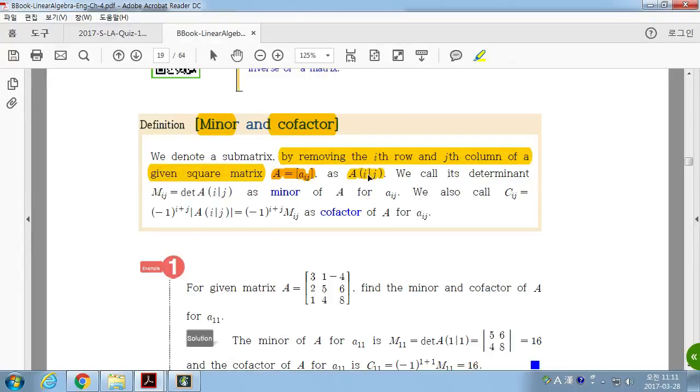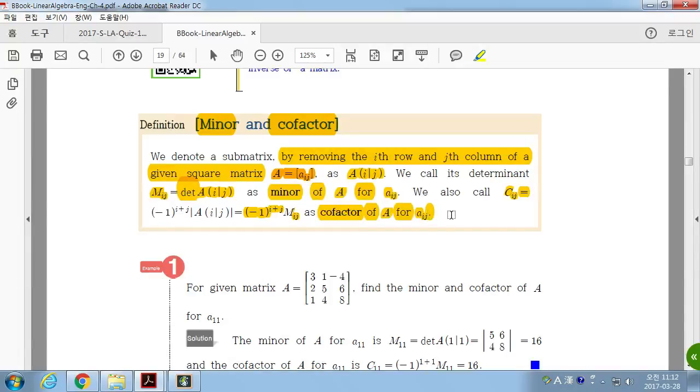So this is an n-1 by n-1 submatrix of A. Then the determinant of this submatrix, M_ij, is called a minor of A for A_ij. Okay? And if we add this sign, (-1)^(i+j), so this could be +1 or -1, and multiply it on M_ij, we call it C_ij, which is a cofactor of A for entry A_ij.